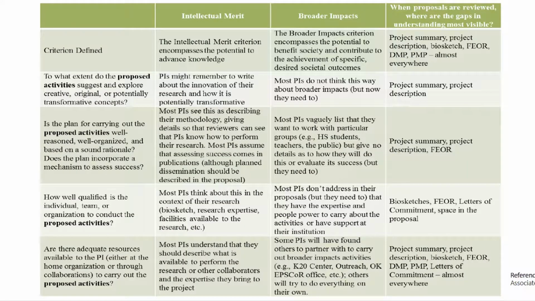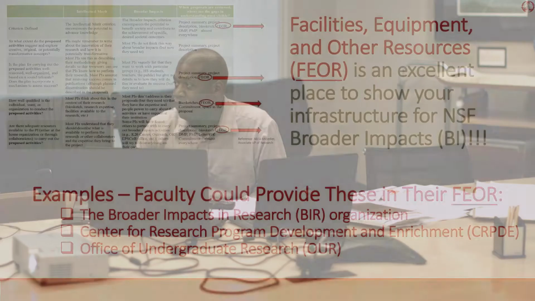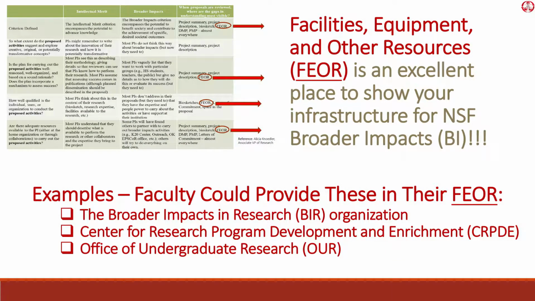When we begin to ask how qualified is an individual, team, or organization, in the intellectual merit, most of us think about, okay, we know we need to have our bio sketch, we need to talk about our research expertise, we need to talk about our facilities, equipment, and other resources. But when it comes to broader impacts, we're not necessarily thinking about that. So you might have, for example, your facilities, equipment, and other resources, your FEOR, and you may talk about, well, this is my lab. I have this for my lab. Maybe there's the microscopy lab over here. Maybe there's this physics lab over here.